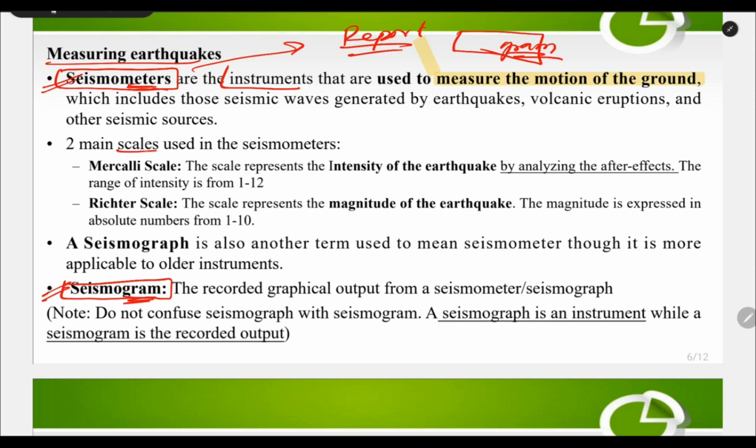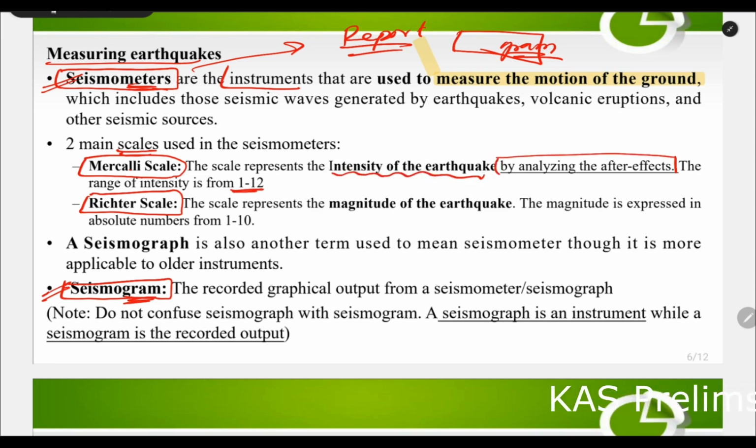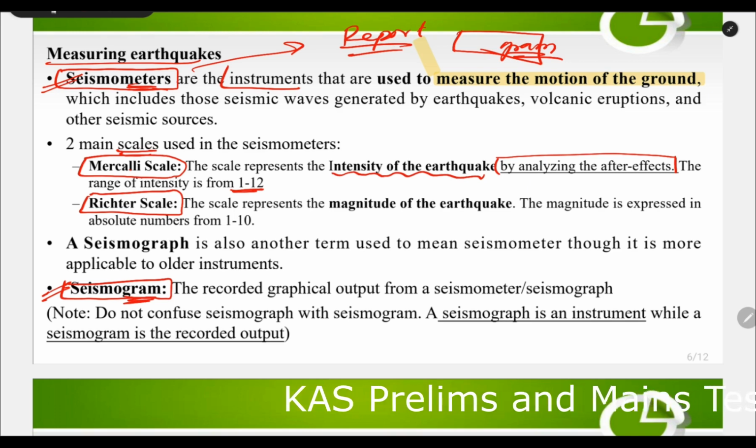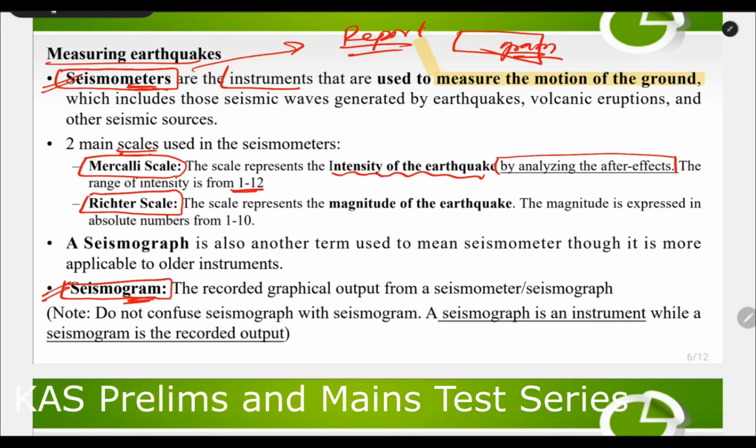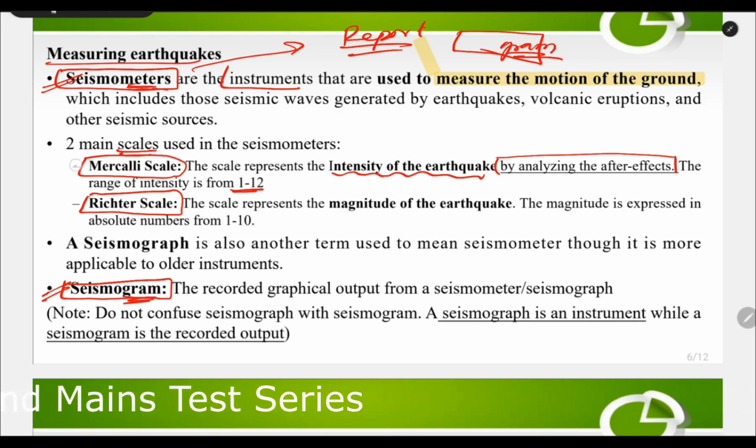Okay, and there are two scales used with seismometers. One is the Mercalli scale and the other is the Richter scale. The Mercalli scale ranges from 1 to 12, and it represents the intensity of an earthquake by analyzing after-effects, like how many people have died in the earthquake, how many buildings have collapsed. Analyzing that, the Mercalli scale represents intensity.